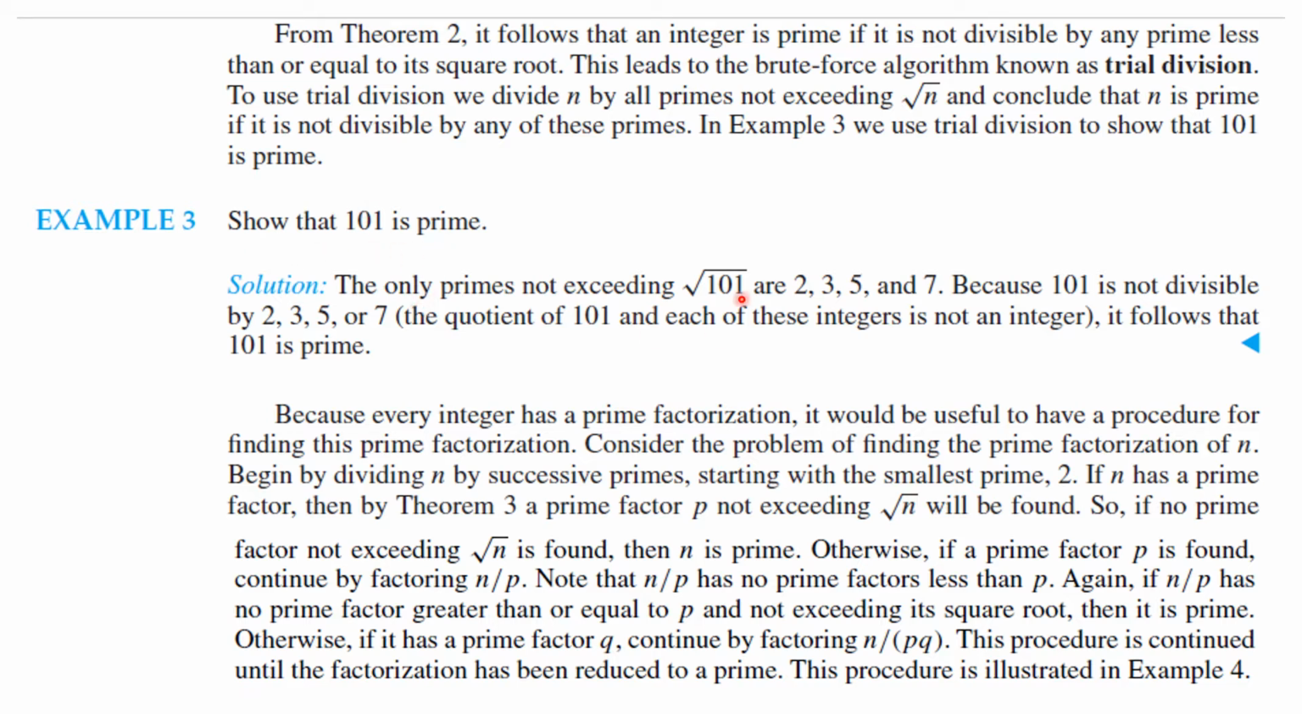Well, the square root of 101 is just a little bigger than 10, and so the only primes under that are 2, 3, 5, and 7. And we can check all of those. It's not divisible by any of those, and so it follows that 101 is prime. Okay, so this tells us how we can test whether something is prime.